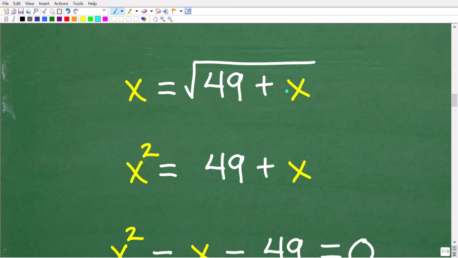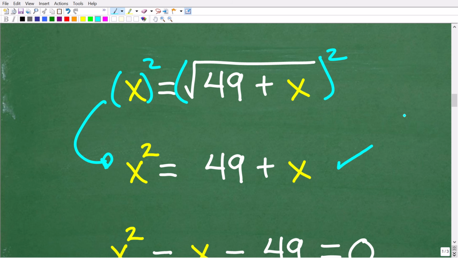So the first thing that we want to do here is square both sides. We want to get rid of this square root. So we're going to square both sides. So we're going to end up with x squared, and then the square root on this side is going to go away. So we're going to end up with x squared is equal to 49 plus x.